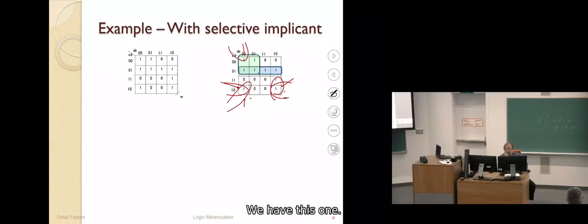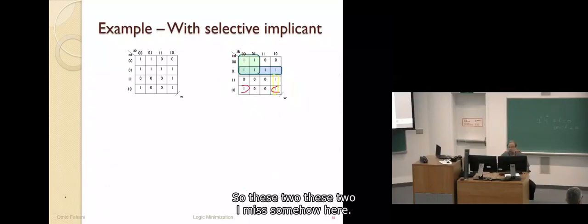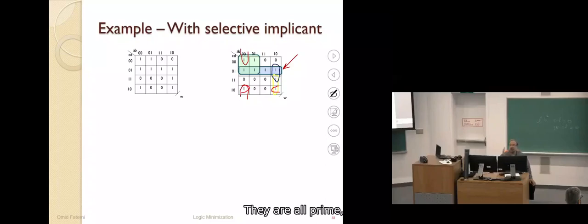What else do we have? This one. I guess that's it. So let me see if I missed something. So these 2 with these 2. Oh, okay, I missed one here. This also is another implicant. These 2 ones together. So we have 1, 2, 3, 4, 5, 6 implicants, and they are all prime, because none of them would be fully covered by other implicants. So they are all prime.